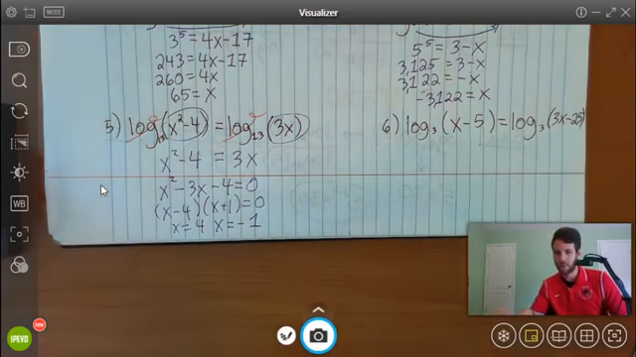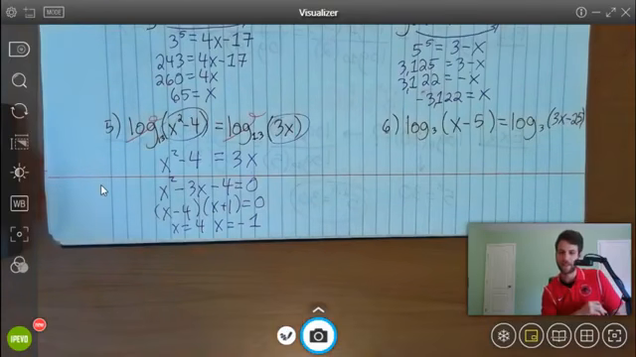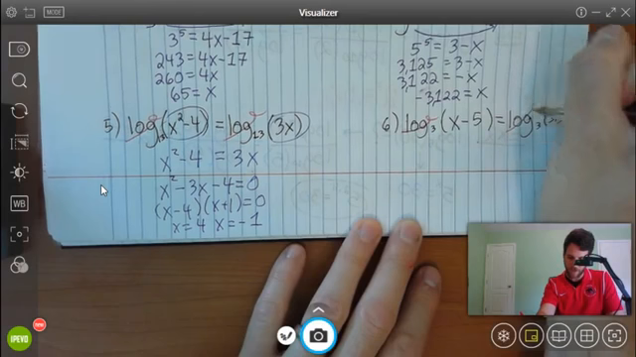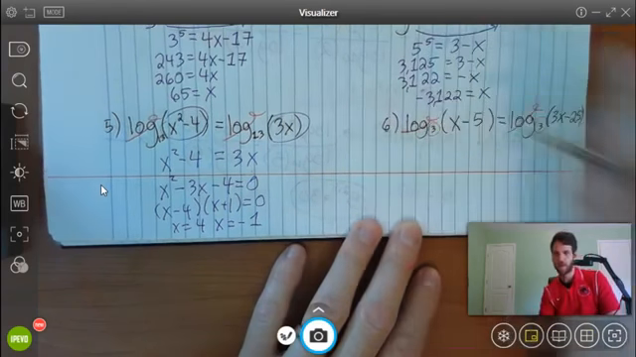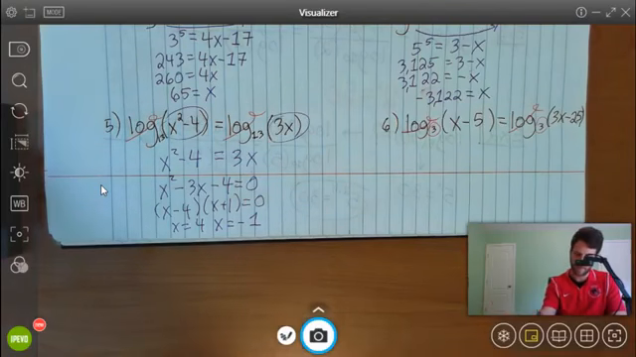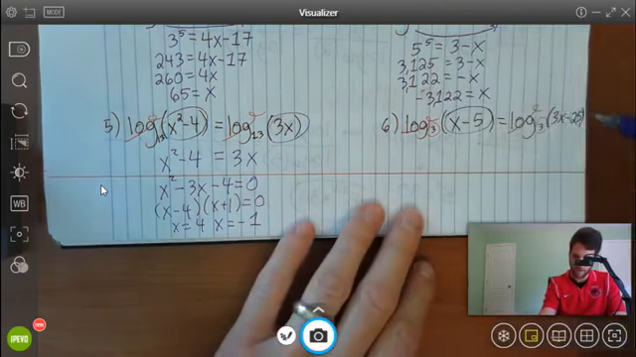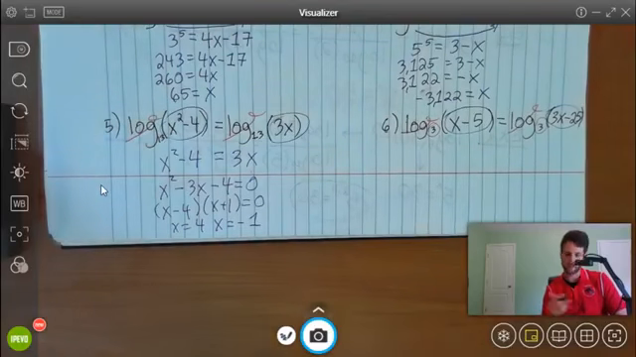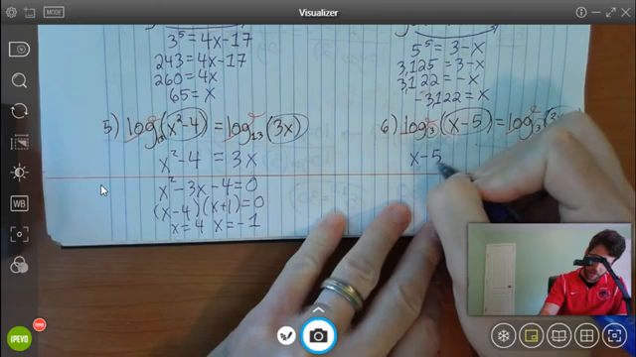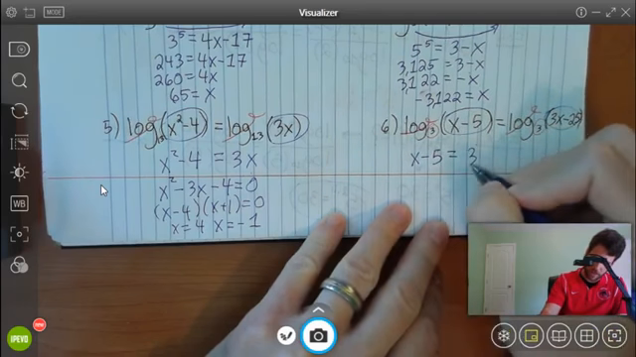And that brings us to our last problem, just like number 5. Try it out, see if you can figure out how to get the answer for x. So let's start with first step, get rid of the logarithms. They're both log base 3. And so we don't need them anymore. We just will know that x minus 5 is equal to 3x minus 25. And we can set them equal to each other.